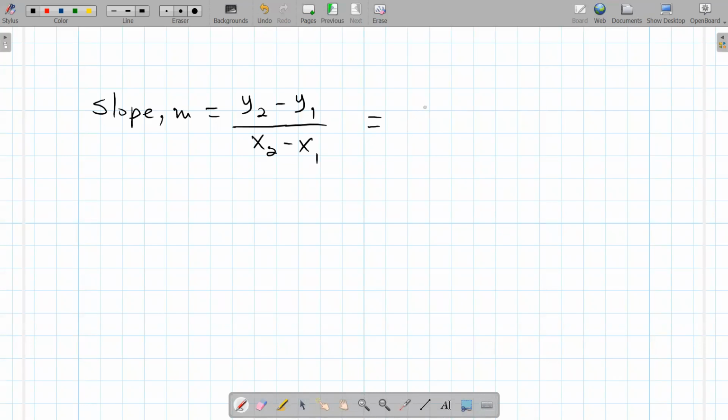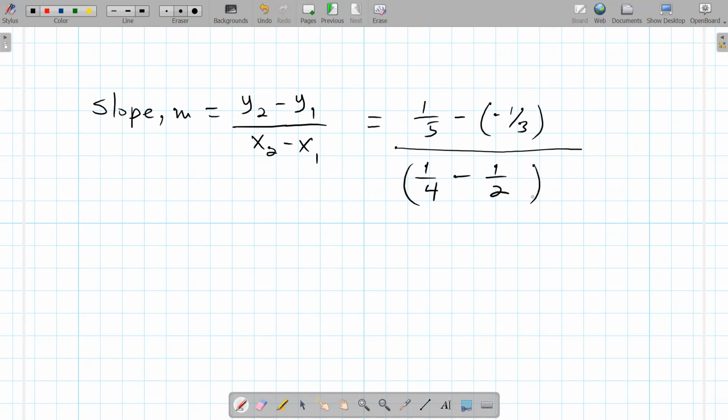Y2 is 1/5 minus y1, which is -1/3, divided by x2, which is 1/4, minus x1, which is 1/2. So something like that. I'm going to try to simplify the numerator separately and do the same for the denominator. And then finally, I'm going to divide my 2 results.